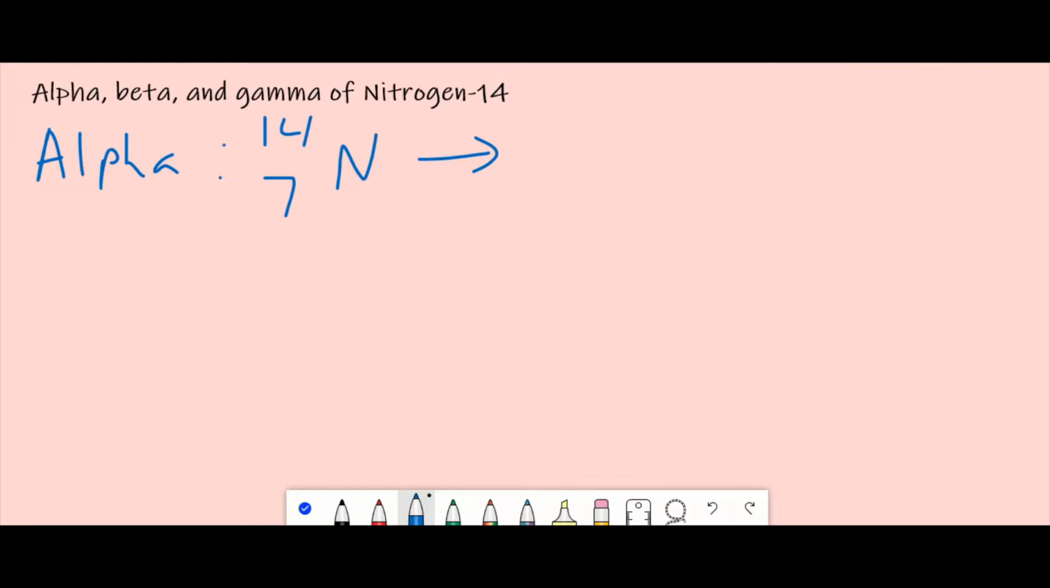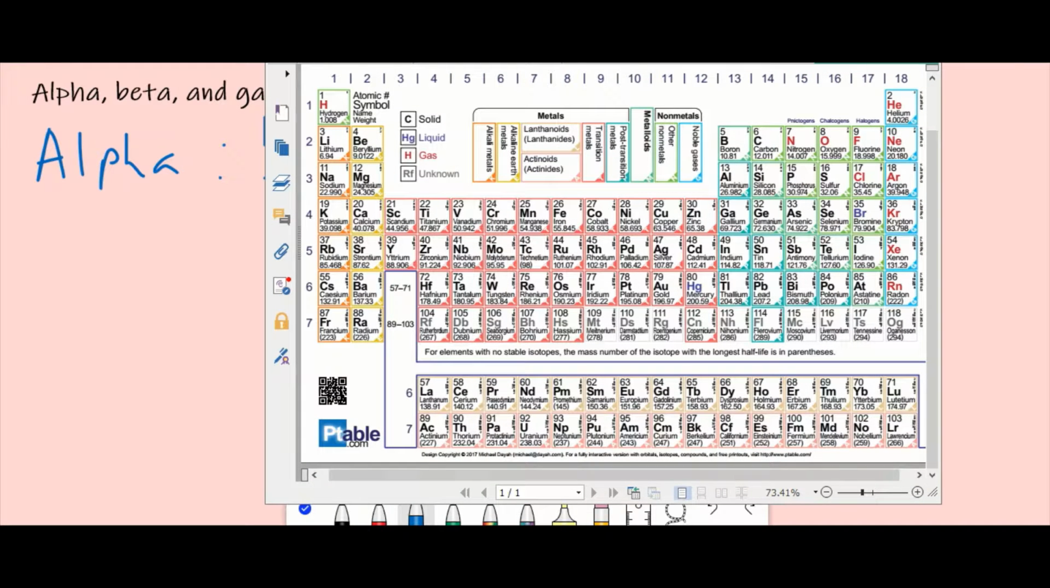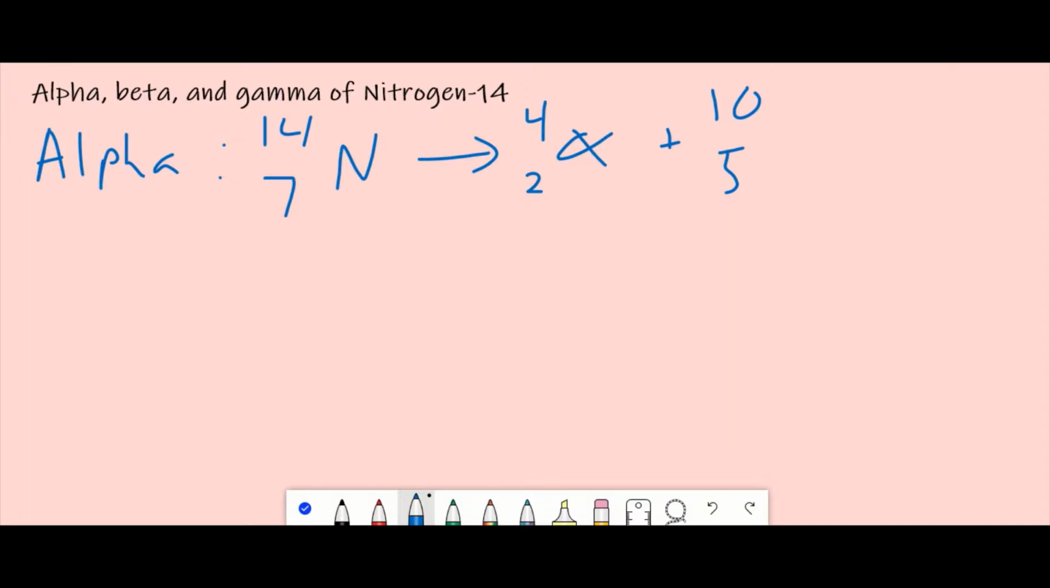We're going to do an alpha decay, so we're going to release 2 protons and 2 neutrons, so it's going to be a 4, 2 alpha. You can also put helium. And we've got to figure out what we have left. 14 minus 4, because we lose 4 from the mass, is going to be 10. And 7 minus 2, since we lose 2 protons, is going to be 5. So what element has 5 protons? That is boron. So this is going to be boron right here.